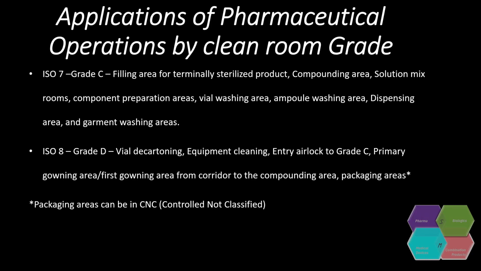When you enter from a controlled not classified area to a grade C area, you need an airlock, a room between CNC and grade C. That room between CNC and grade C is a grade D, because you can't skip two classifications. You have to go one classification at a time. So you can go from CNC to grade D, and from grade D to grade C. You can't go directly from CNC to grade C. That's not acceptable.